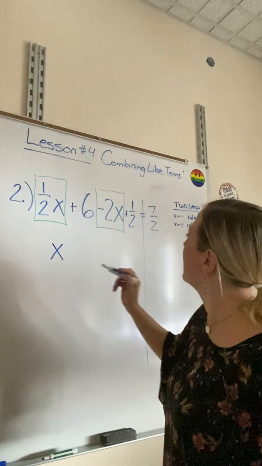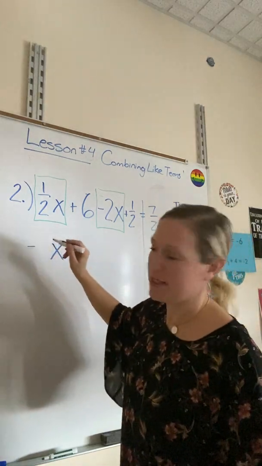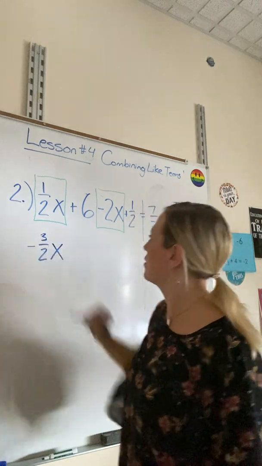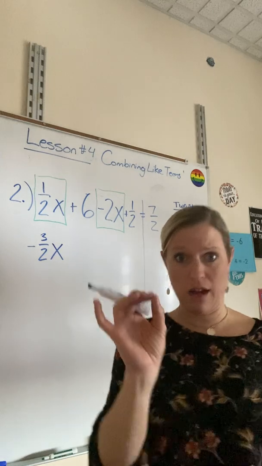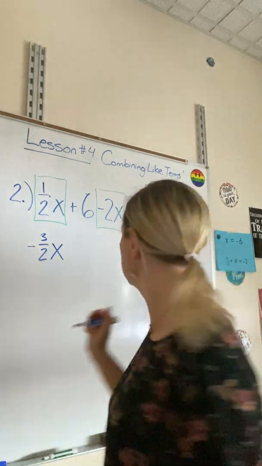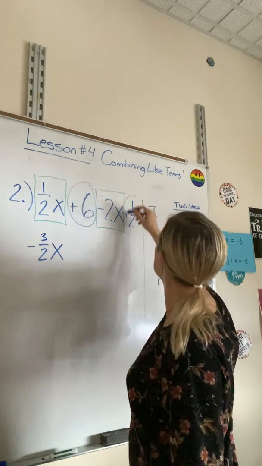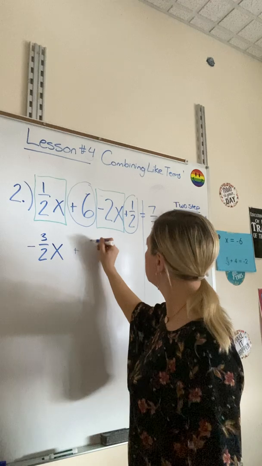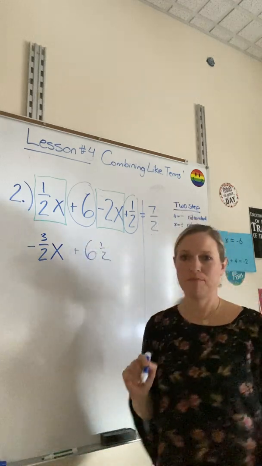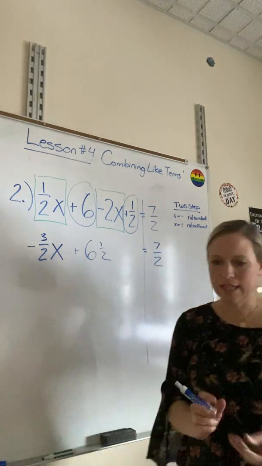What do we get here? We get negative 3, what are you guys gonna get? 3 halves, I think, if you do it in your calculator. So it's either negative 1.5 or negative 3 halves. I think your calculator will give you 3 halves. Now, what do we have? 6 and then 1/2. So what's 6 plus 1/2? I'm gonna go with 6.5. Bam! Equals 7 halves.